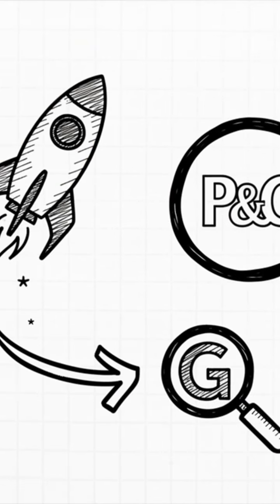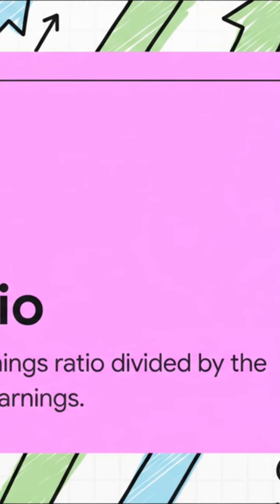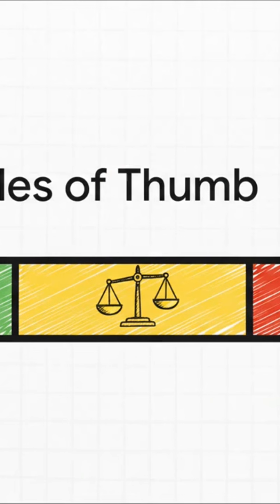Well, the huge difference is growth. Apple's expected to grow way faster. And that's where the PEG ratio comes in. See, the PEG ratio gives us a much fuller picture because it actually factors in a company's expected growth. And here's a good rule of thumb. A PEG ratio under 1 could mean you found a real bargain.